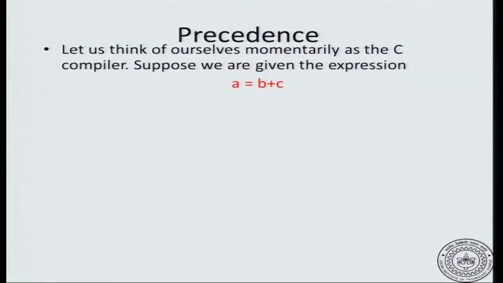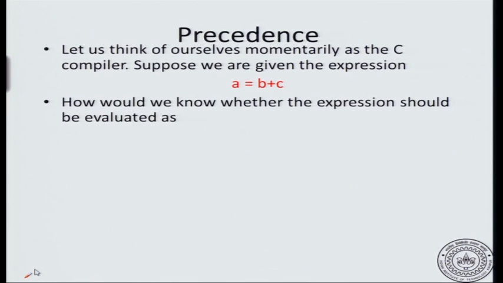There's one more concept that we have to understand before we really understand how C evaluates expressions. That is the concept of precedence. So what do we mean by precedence? Let's pick an expression which involves multiple operators. Like for example, in this expression you have two operations, the assignment operation and the addition operation.